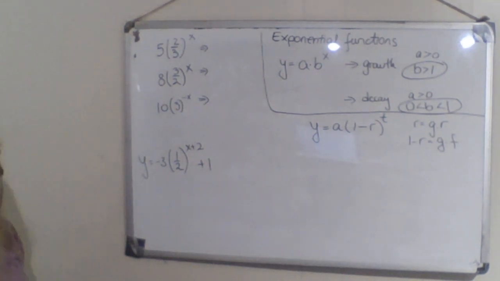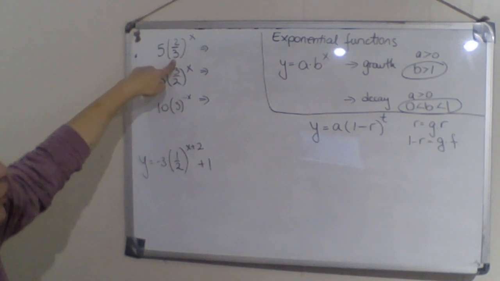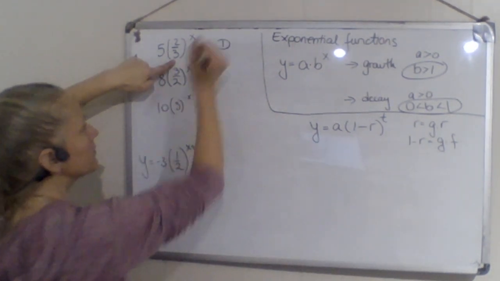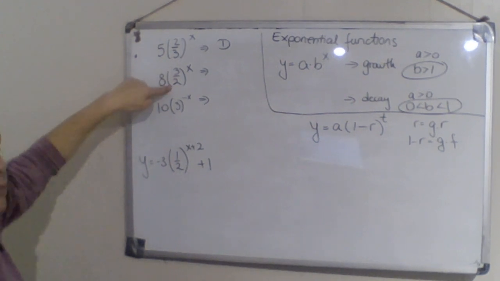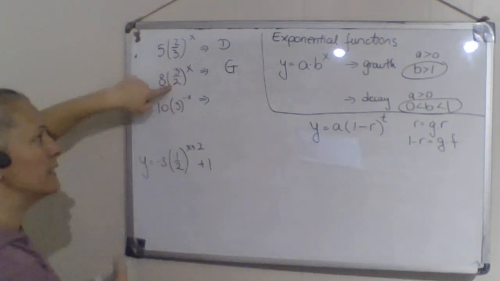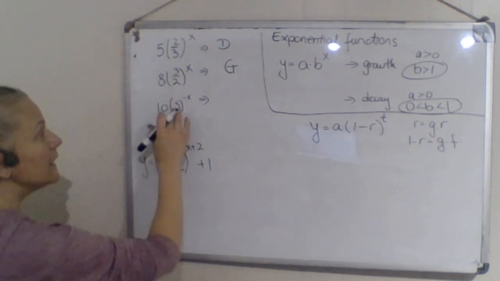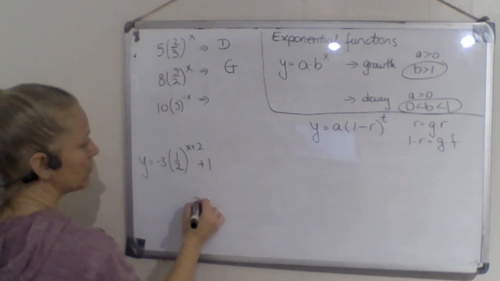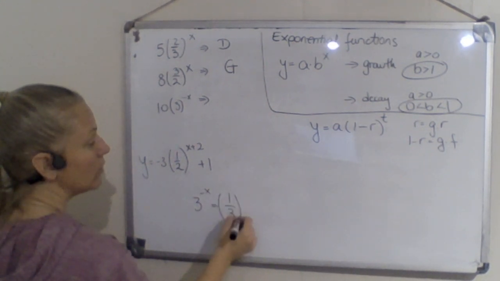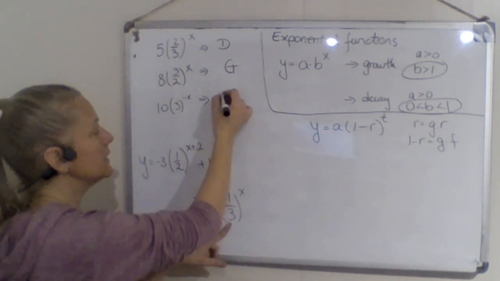So if we looked at example 1 and they asked us to determine, we look inside the parentheses. 2 over 3 is less than 1, so this becomes a decay. 3 over 2, it's 1.5, is greater than 1. This is a growth. And this last one, we said that there's two ways to do it. Either you remember that 3 to the negative x can be written as 1 over 3, all to the x. You just flip the sign, so it becomes a fraction. Clearly, this is the decay.